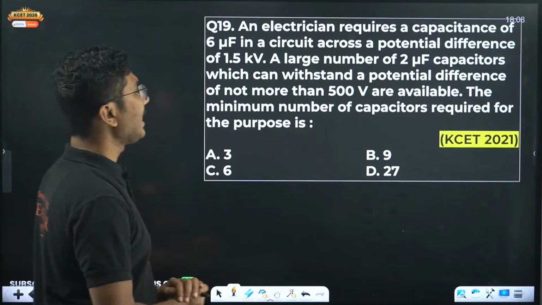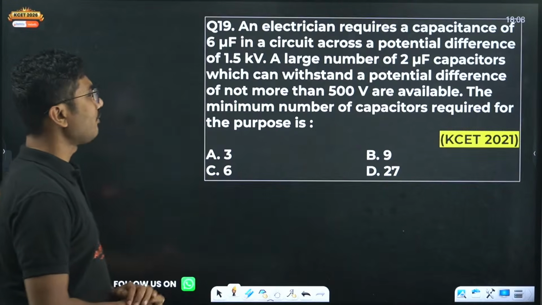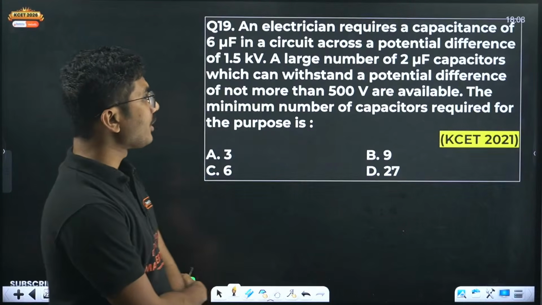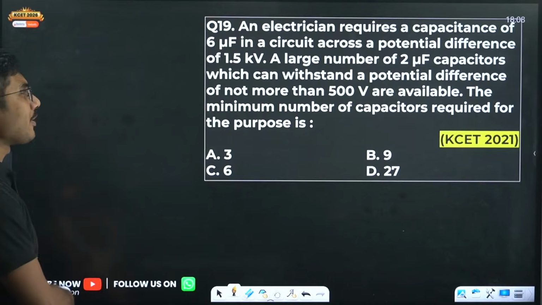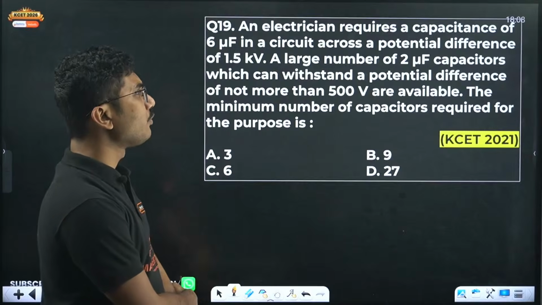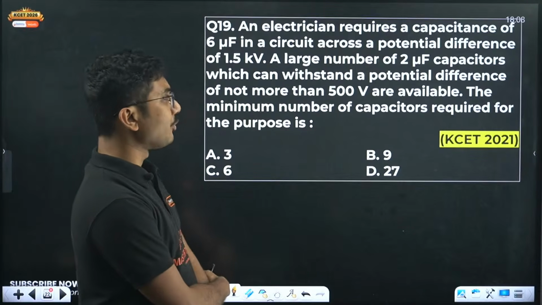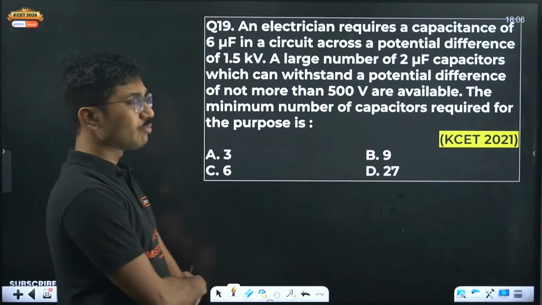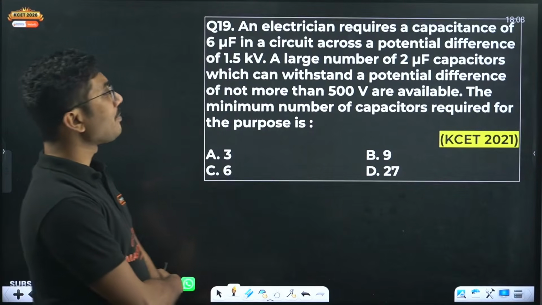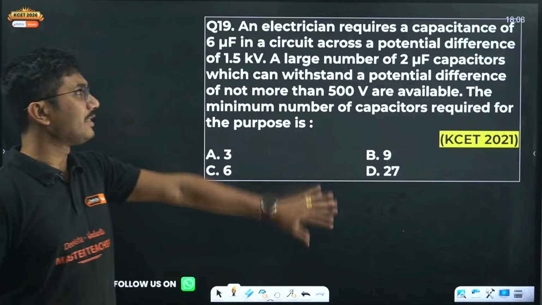Now next question. An electrician requires a capacitance of 6 microfarad in a circuit across a potential difference of 1.5 kilovolt. A large number of 2 microfarad capacitors which can withstand a potential difference of not more than 500 volt are available. The minimum number of capacitors required for the purpose is? Now this is a design problem.